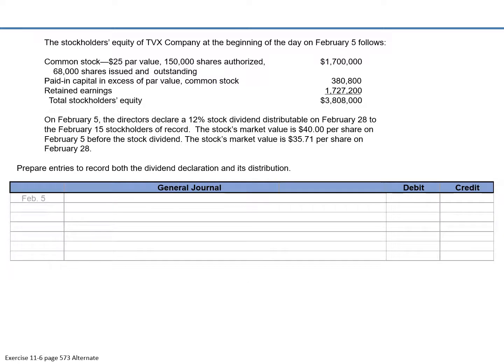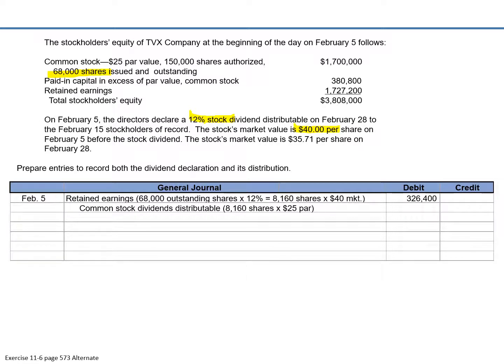So we're going to reduce our retained earnings for the number of shares times the market value. In this case, there were 68,000 shares outstanding. So take that 68,000 times your 12% stock dividend. You're going to issue another 8,160 shares at the market value of $40. So we're going to reduce our retained earnings by $326,400. We're going to record our common stock dividend distributable.